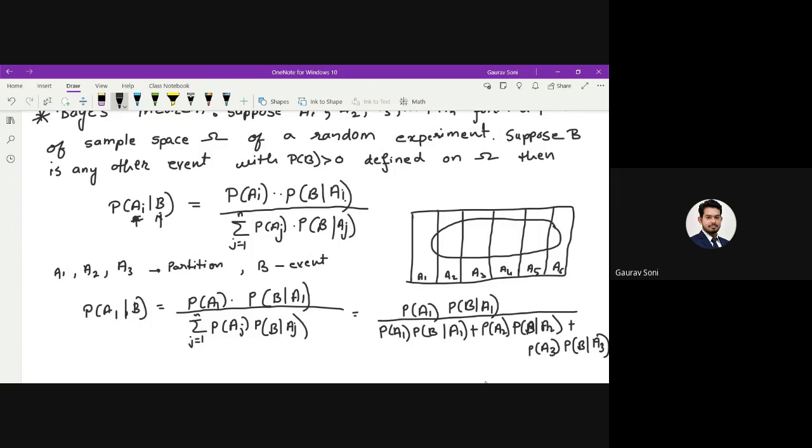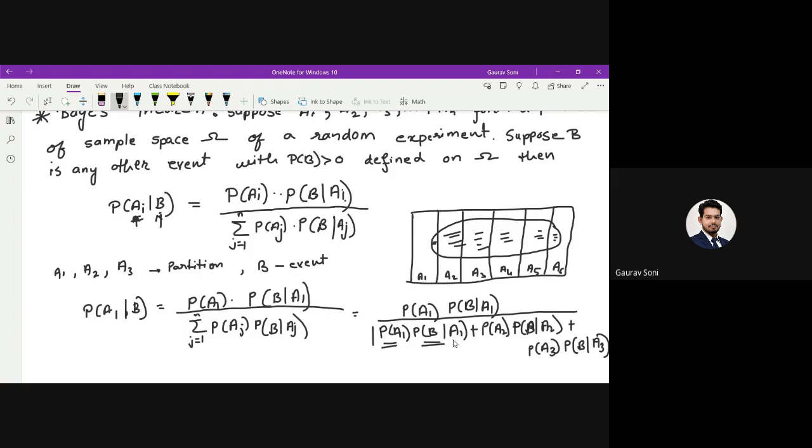What is conditional probability? Let's talk about conditional probability first of all. In a conditional probability, you take probability of A intersection B upon probability of B, whatever has occurred, that thing you take. So in this case, this total denominator is calculating this part, this part, this part. This is your denominator. You can see probability of A1 into probability of B when A1 has occurred.